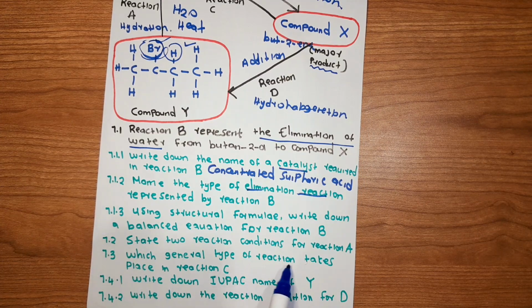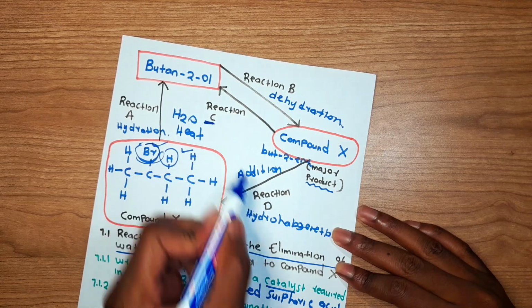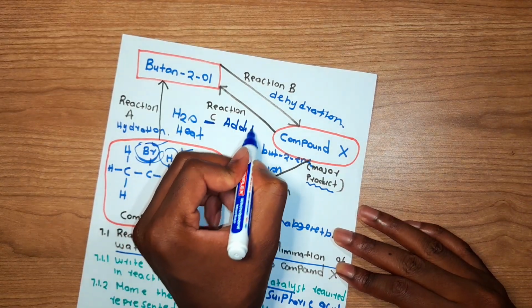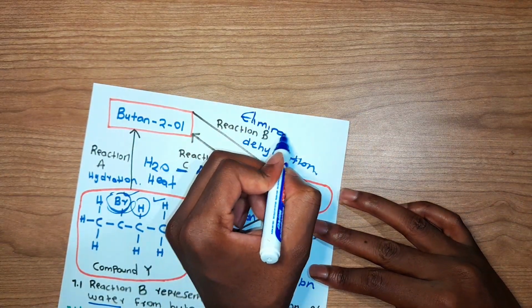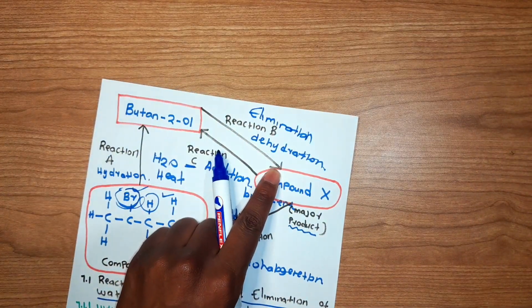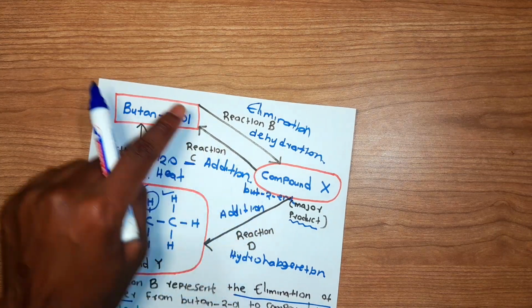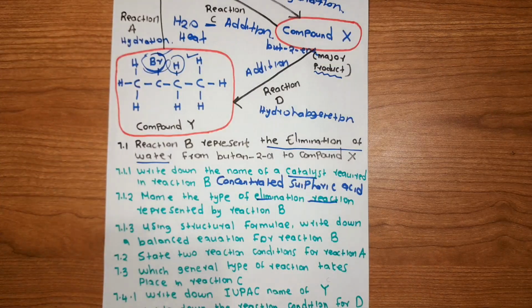Which general type of reaction takes place in reaction C? I'm sorry, we did not do reaction C. So reaction C is just what? It is just addition. Why is it addition? Because reaction B is elimination, right? From here to here it is elimination, we are removing something. It means that when we move from here to here, it is addition. We are adding something. It is the opposite, right? I'm sorry I did not check that. Let's just move on.